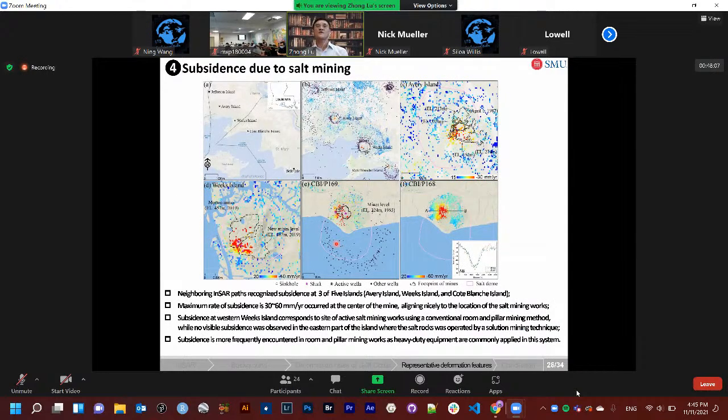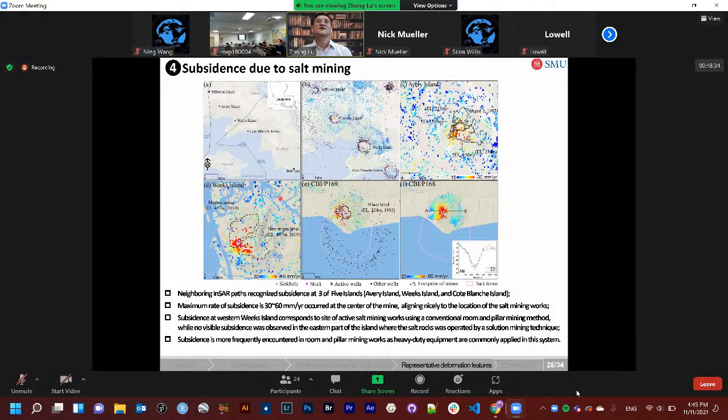So the fourth type of feature we classify is called salt mining. Salt mining, let's move into Louisiana, this area. We look at this area. This is an area called the Five Islands. So particularly you can see these features, the Five Islands: Stephenson, Avery, and the Weeks, and some other islands. Right? So I haven't been to this area.